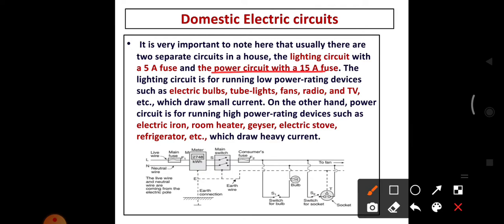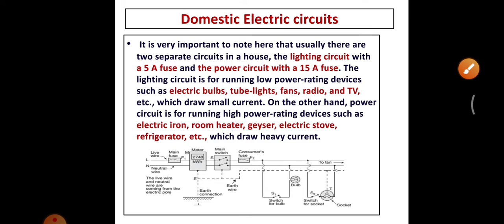On the other hand, the power circuit with the 15 ampere fuse is used for running high power rating devices. High power rating devices are the electric iron, room heater, geyser, electric stove, refrigerator, because these electric gadgets draw heavy current from the main.